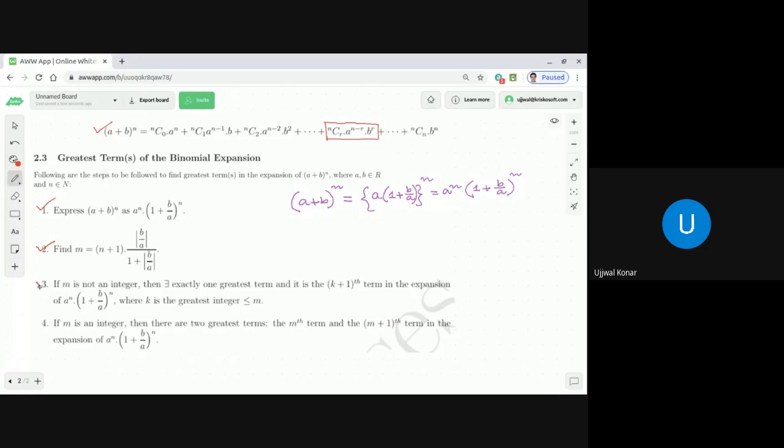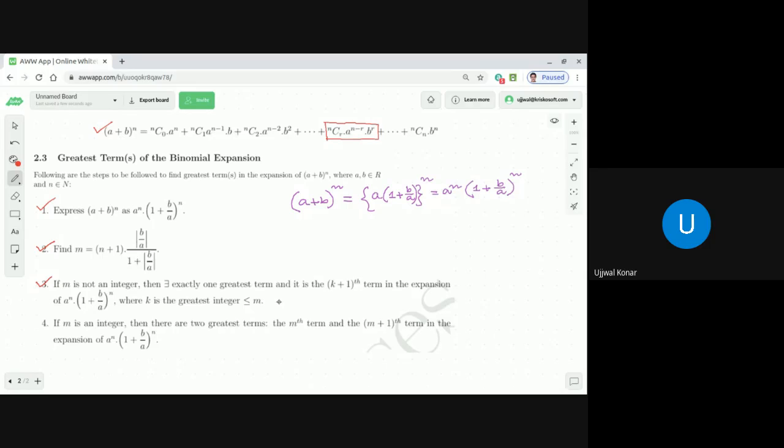If m is not an integer, you can get either m an integer or not an integer, correct or not, dear students? If m is not an integer, then there exists exactly one greatest term, and it is the k plus 1th term in the expansion of a power n into 1 plus b by a power n, where k is the greatest integer less than equal to m.